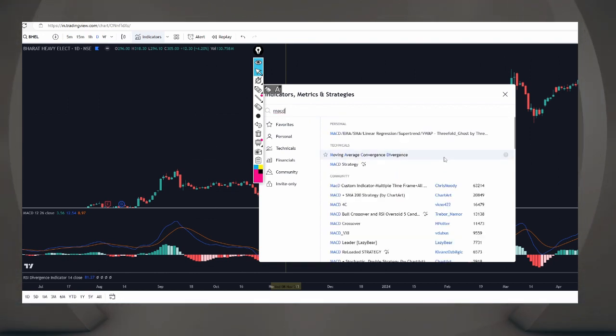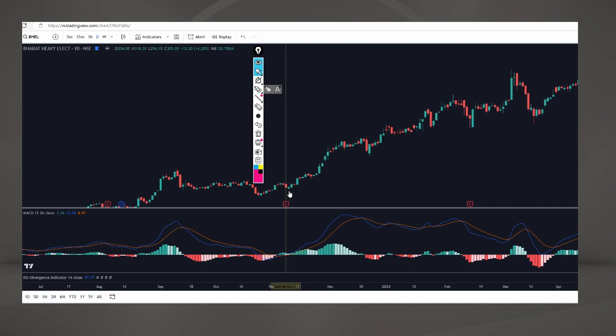Okay, moving average convergence divergence. I've already added it, so I'm keeping it here. Now what does this do? This is an indicator which is derived from the 12 EMA and the 26 EMA of the stock. So it is a derivative of price. Moving average is a derivative of price, so MACD is a derivative of price.